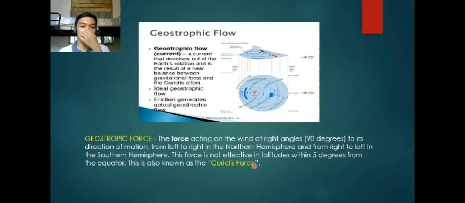So, ang geostrophic force, ito yung force na nag-act sa hangin at right angles or 90 degrees to its direction of motion. And hindi siya effective sa lugar kung saan 5 degrees yung latitude along the equator or malapit sa equator. At ito yung tinatawag natin na Coriolis force. So, ano nga ba yung Coriolis force?